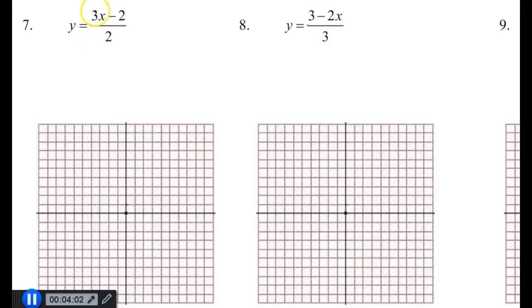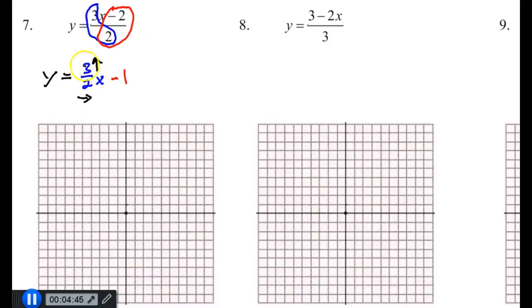And we have to simplify here. If it reduces, go ahead and reduce it. If not, you just rewrite it. So we have 3 over 2x. And then we have to divide both of these. So what's negative 2 divided by 2? Negative 1. So we have a slope of 3 over 2 and a y-intercept of negative 1. And then you can go through and graph that, same way we did above. Start at negative 1. And then go up 3, right 2.